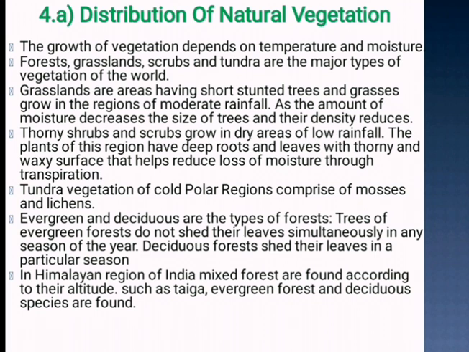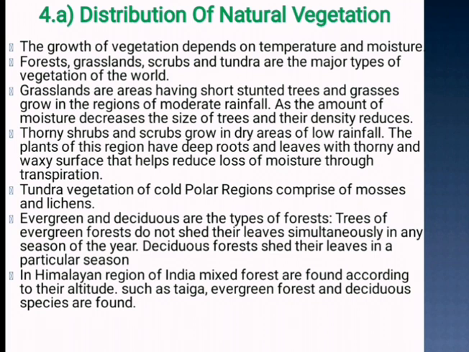Grasslands are areas having short stunted trees and grasses that grow in regions of moderate rainfall. As the amount of moisture decreases, the size of the trees and the density reduces. Which means in the tropical region, the area which lies between the Tropic of Cancer and Tropic of Capricorn, that means the 23.5 degree north and 23.5 degree south region, that region is called the tropical region.